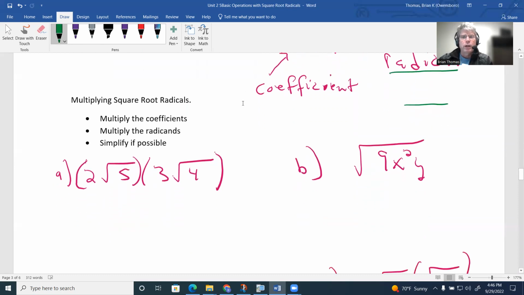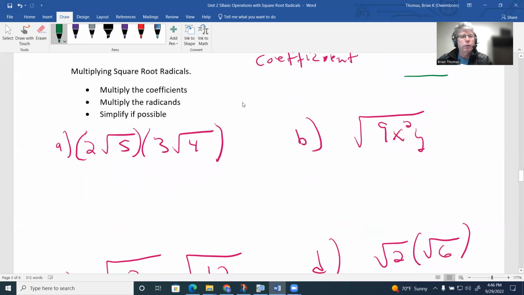So when multiplying square root radicals, what we do is we multiply the coefficients together and we multiply the radicands together, and then we simplify if possible. So the way we can do this is we can multiply the 2 times 3 together, and we can multiply the radicands together. So it's going to be like 5 times 4, and we leave them both in the radical. So 2 times 3 is going to be 6. 5 times 4 is going to be 20.